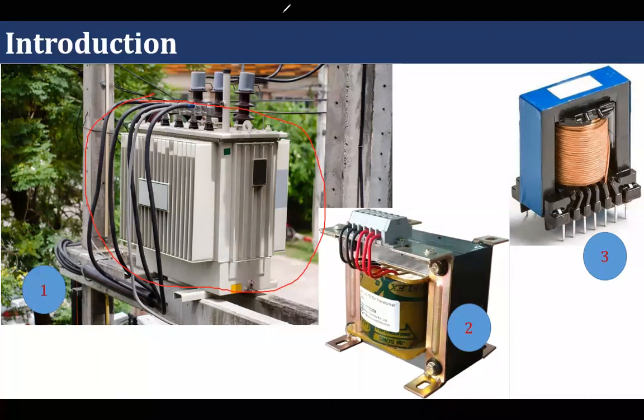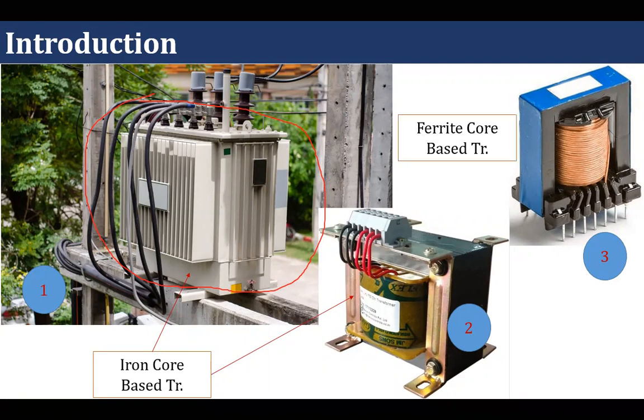Apart from this, picture number one and two use iron core, whereas in picture number three, ferrite core has been used. Okay, so where is this ferrite core? This material. You can see this portion. This is the core, and this is the winding. Here this is the core, which is iron core, and this is the winding.